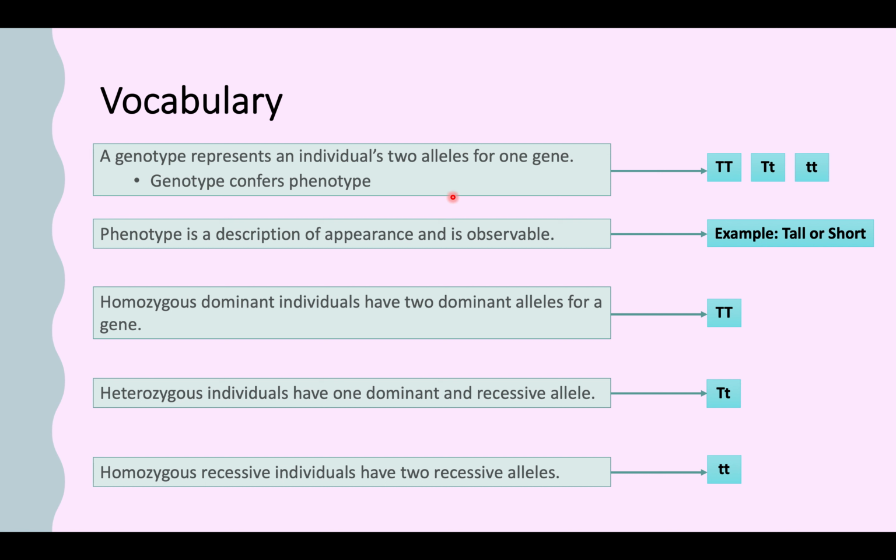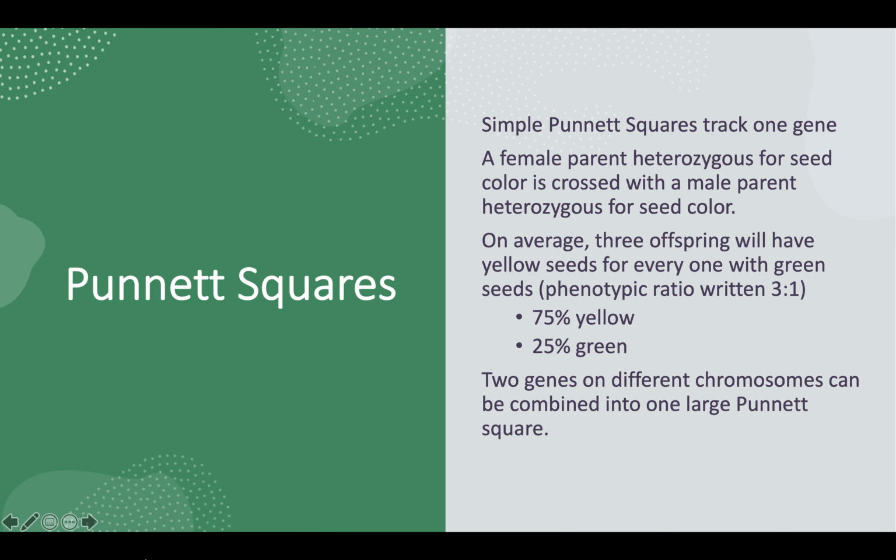So once again, a genotype represents an individual's alleles, so what's inside. Phenotype represents the description of appearance, so what you see on the outside, observably. And then homozygous dominant individuals have 2 dominant alleles, which would mean 2 capital letters. Heterozygous individuals have 1 dominant and 1 recessive, which means 1 capital and 1 lowercase letter. And homozygous recessive individuals will have 2 recessive alleles, so that means 2 lowercase letters.